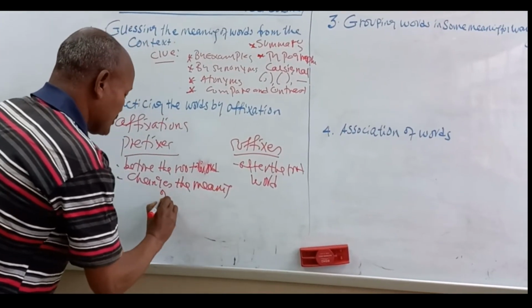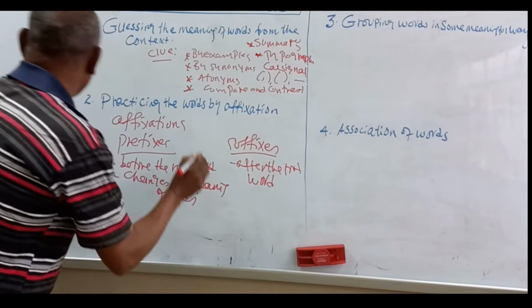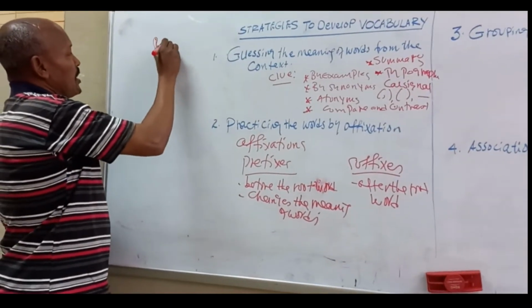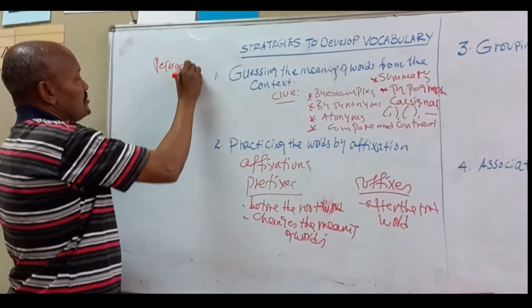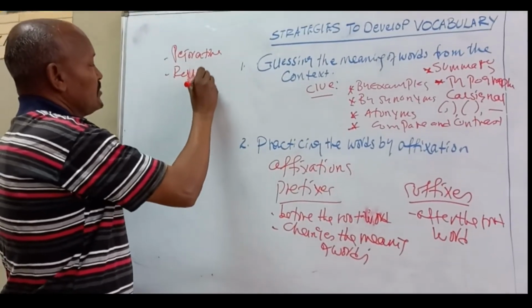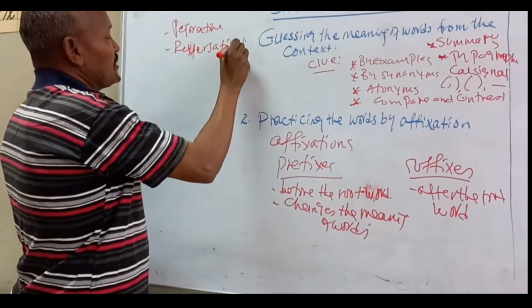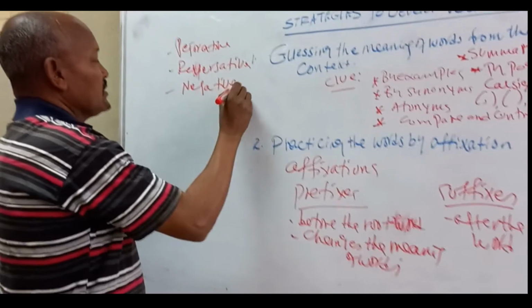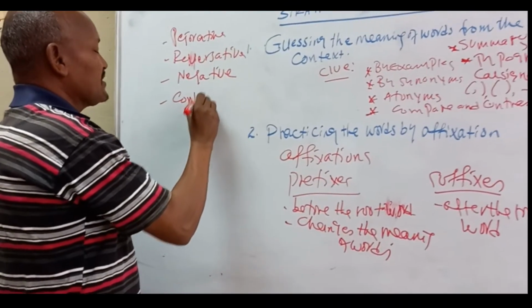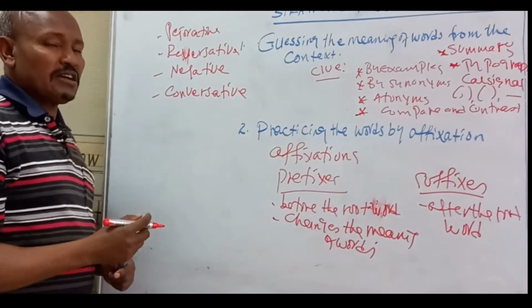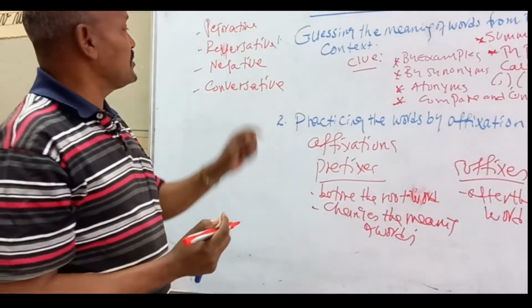For example, here are some prefixes: pejorative prefixes, reversative prefixes, negative prefixes, and conversative prefixes. These are some of the prefix types.